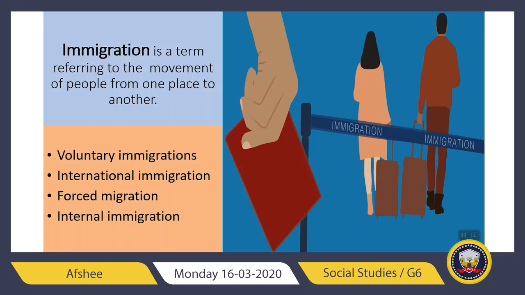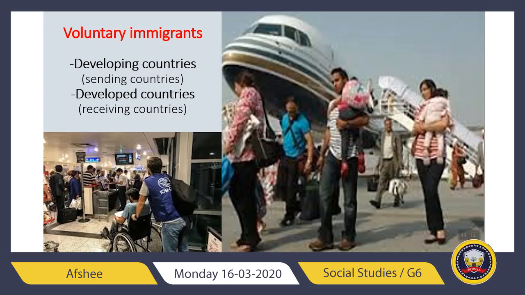Understand? So in this chapter we will cover different types of immigration. We have voluntary immigration, then international immigration, then forced migration, and then internal immigration. We will cover each type of immigration one by one. First, we will talk about voluntary immigration.